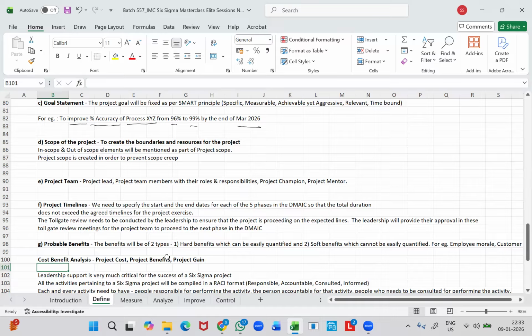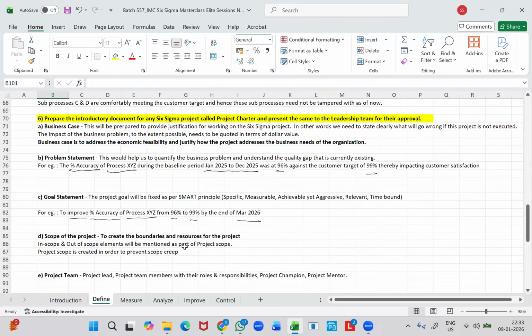So these are the various aspects that we need to fill in. As a project team, we are supposed to fill in and present to our leadership team for them to provide approval to proceed with the project exercise. So very, very important, right? So what are the various elements that you would find in a project charter?